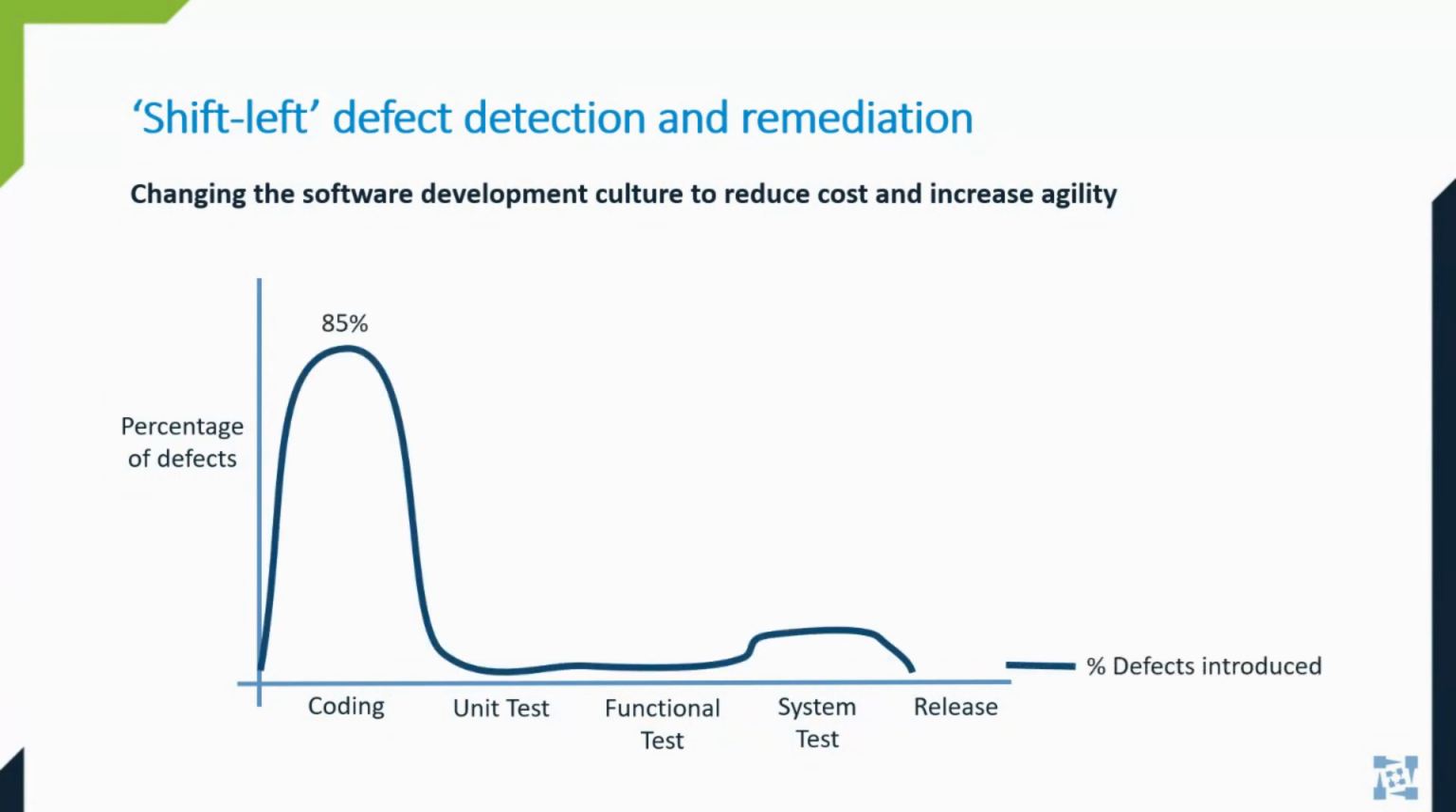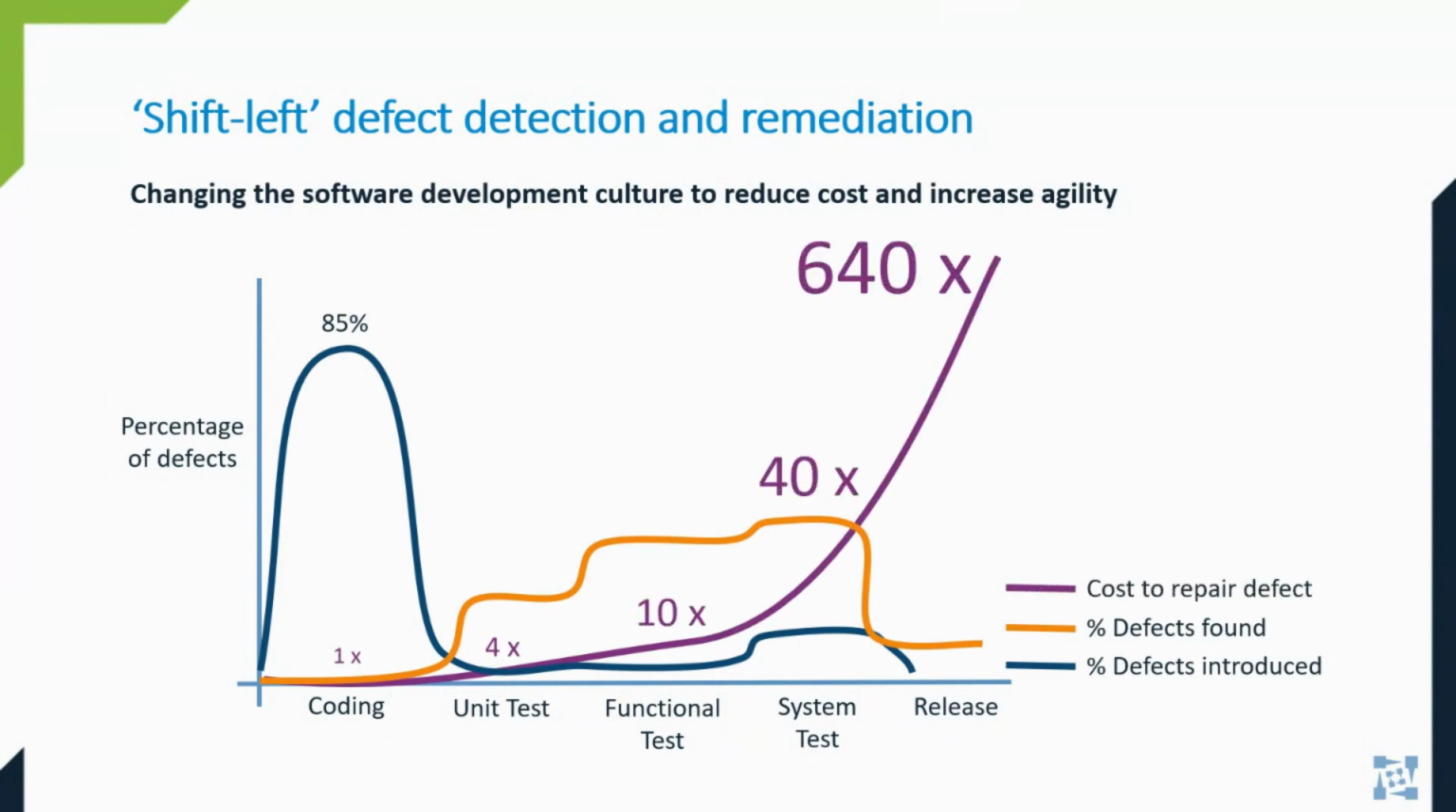And so what Capers found was that most software defects are introduced during the coding phase of development, but most defects are actually found during the later stages where it costs much more and is more risky to find, fix, and remove that defect, up to 640 times more than had they been found in the initial coding phase.